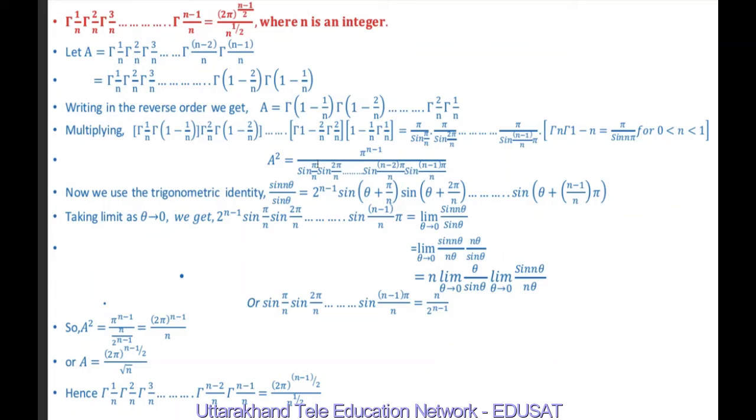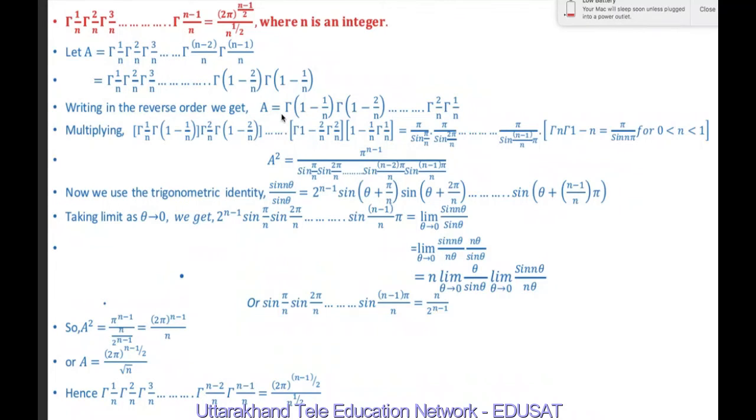And using trigonometry, this may be written as π/sin(π/n), this term π/sin(2π/n), and this term π/sin((n-1)π/n), because gamma(n) gamma(1 - n) is equal to π/sin(nπ). This we have proved. And this term is nothing but a into a, that means a square. So a square is nothing but π into π into π.